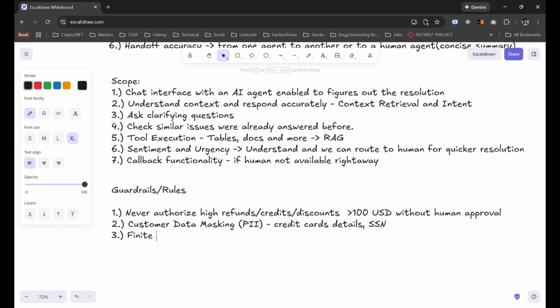And make sure we have a finite loop. We don't want it to go into an infinite loop, so we are preventing excessive infinite intent loops, if unresolved. If unresolved, just route to a human.